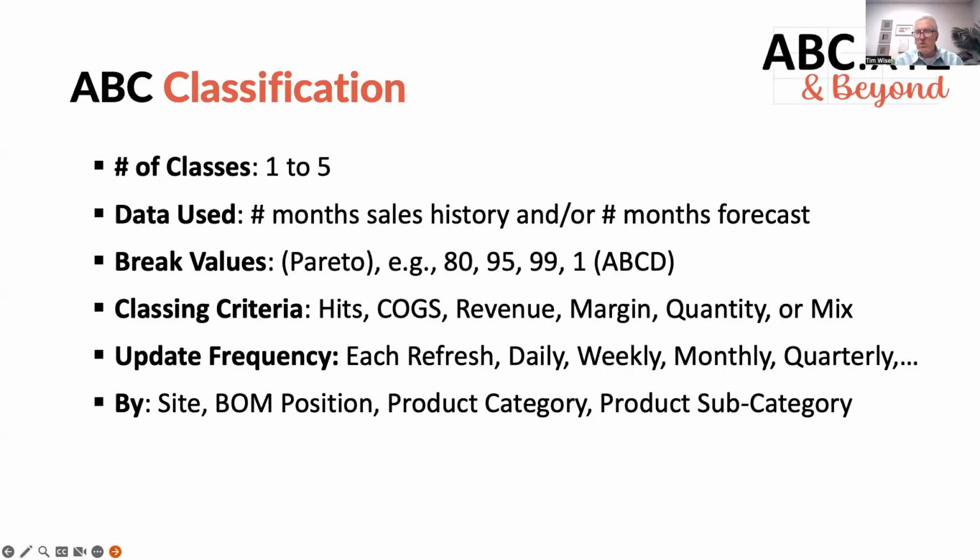And then you can also do it by site, right? Product category, product subcategories. So there's a lot of different ways you can slice your ABC. This just gives you some guidelines on how to do that. I find that typically the revenue is really a good one to start with. Where are you generating your revenue from? And then you can break that down into COGS as well.